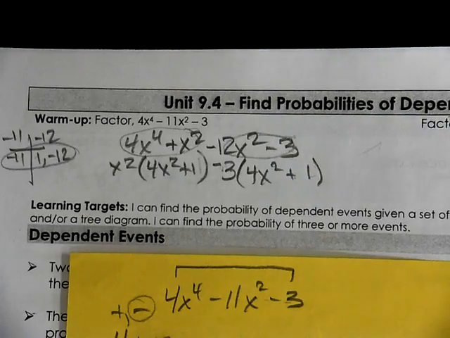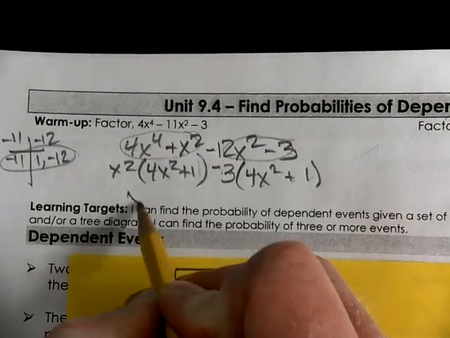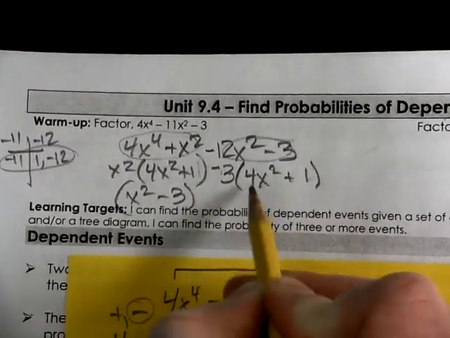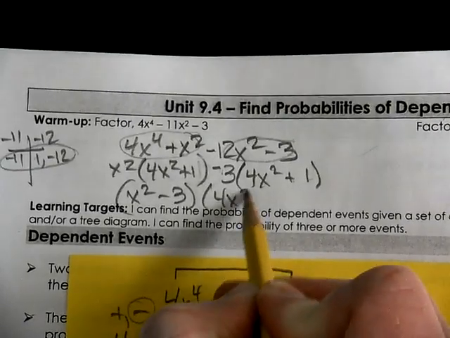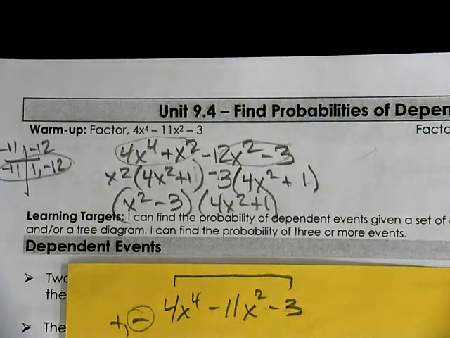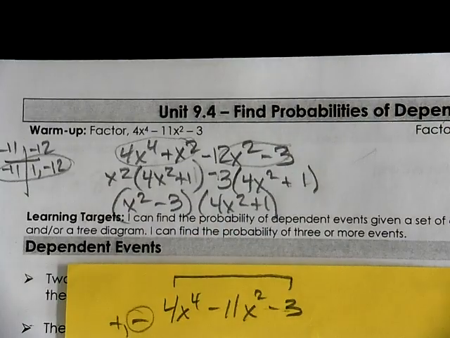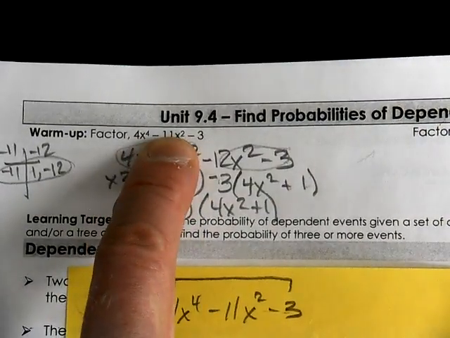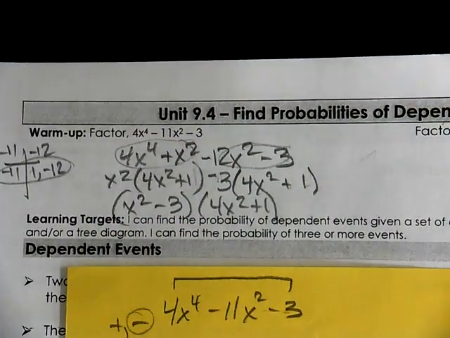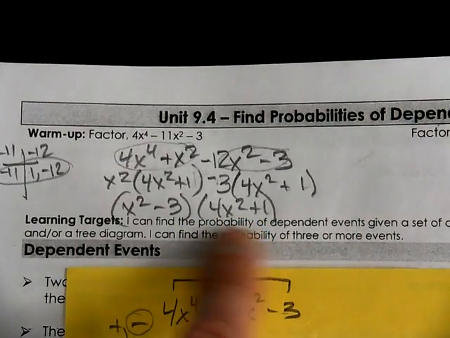Notice my parentheses are exactly the same. So we can say x squared minus 3 and 4x squared plus 1. That's using factor by grouping to help you factor a trinomial, a quadratic. Well, this is to the fourth power, but it acts as a quadratic because the exponents are halves of each other. So it's still a quadratic pattern. Neither of these can be factored further. So we're all done.